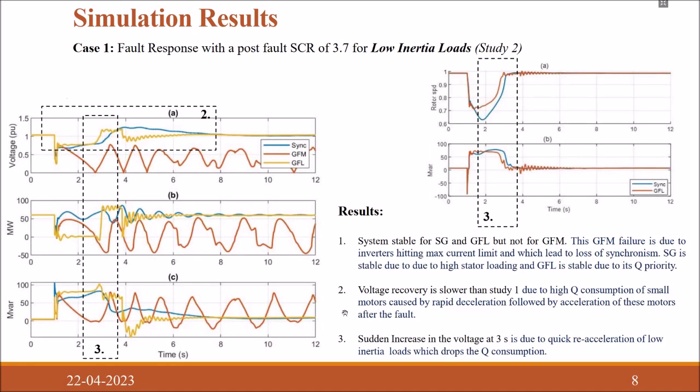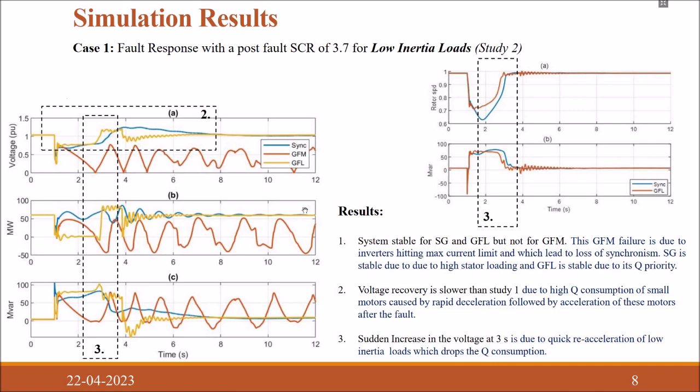The second case with low inertial loads. In low inertial loads we have 3 results. The first result, we see that the system is stable for synchronous generator and GFL, but not for GFM, which we can see, this red curve is actually oscillating.